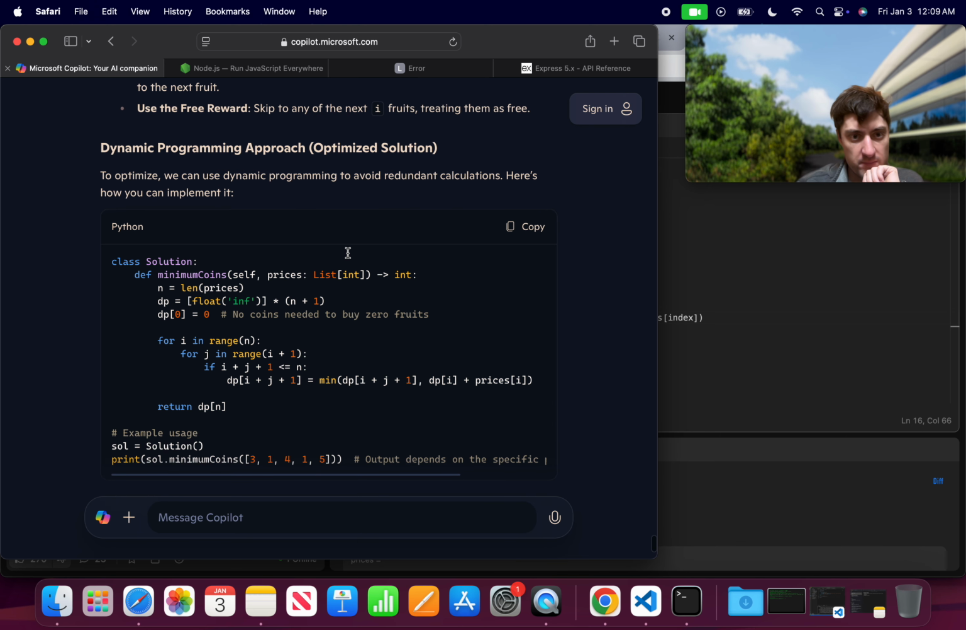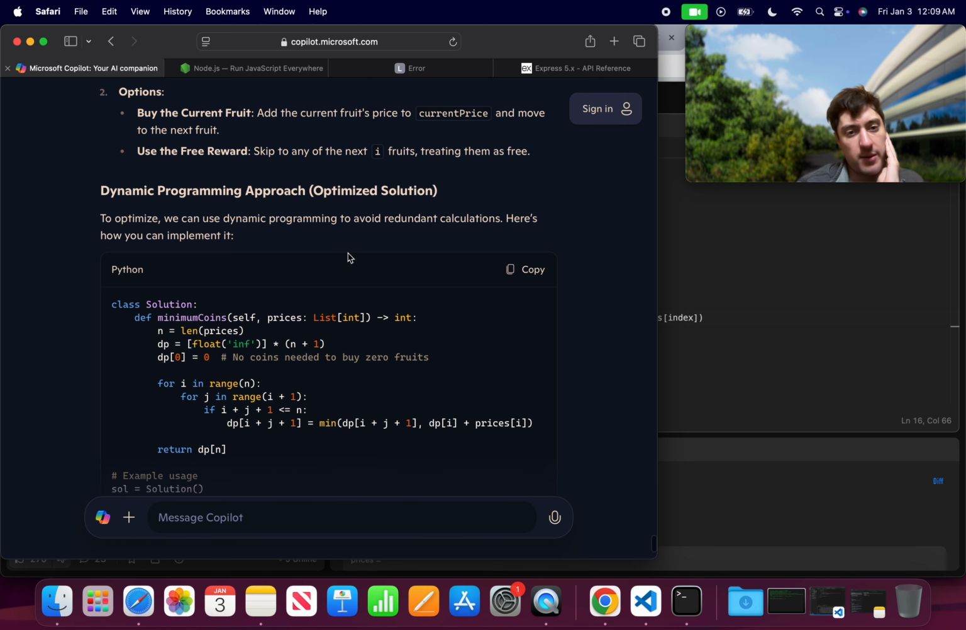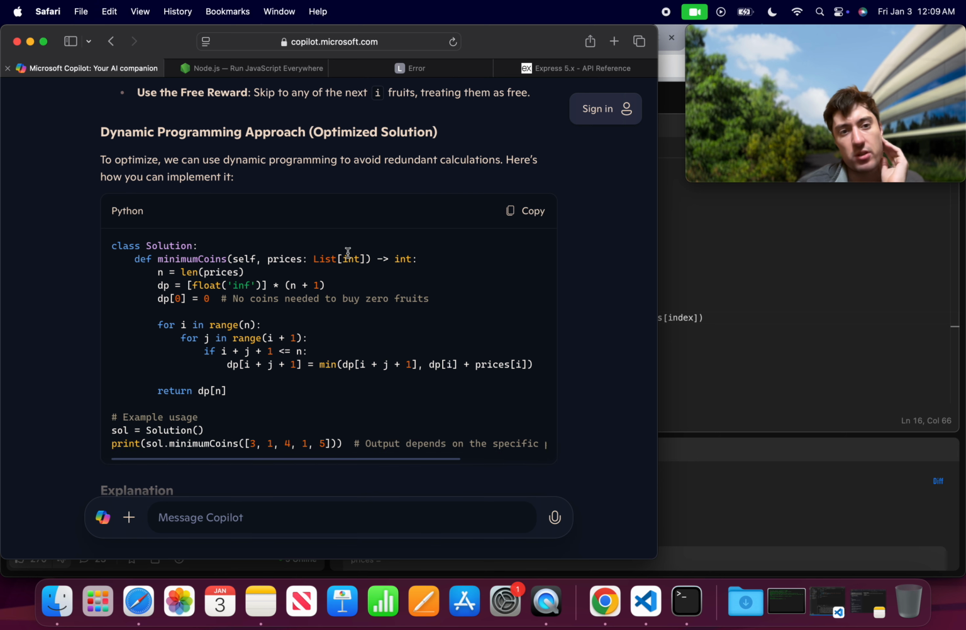Okay. So here's the dynamic solution. N is set to the length of prices, okay. Float infinity times n plus 1.